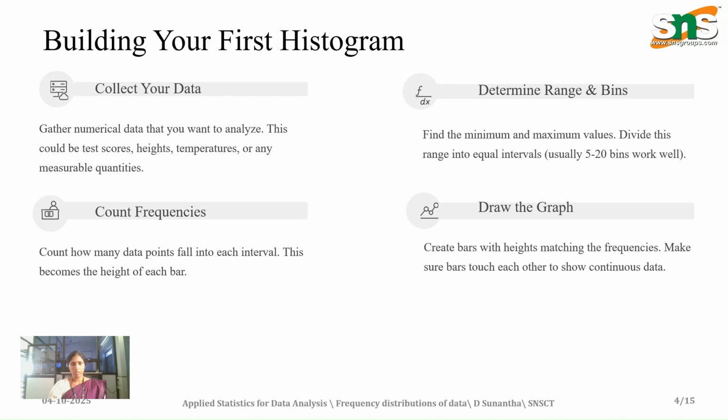Next is count frequencies. We have to count the number of data values in each interval. For example, if we have 5 data values between 0 to 50, we count it as 5 frequencies. Similarly, we have to do this for all the intervals. Next, we have to draw the graph. Create the bar with height matching the frequencies. For example, if we have 5 frequencies in the interval 0 to 50, then we have to draw a bar up to 5 in the y-axis. Next, we have to make sure that the diagram is proper.